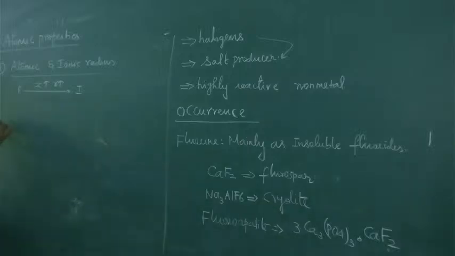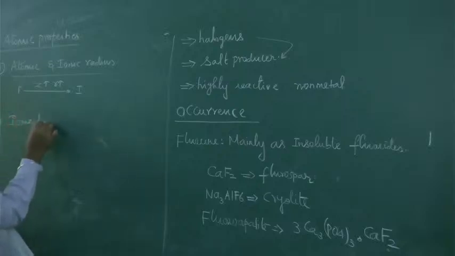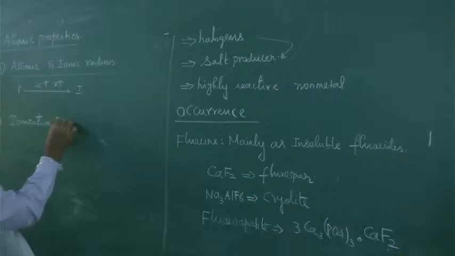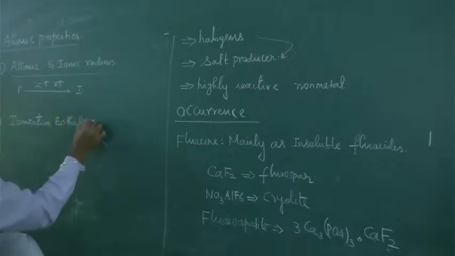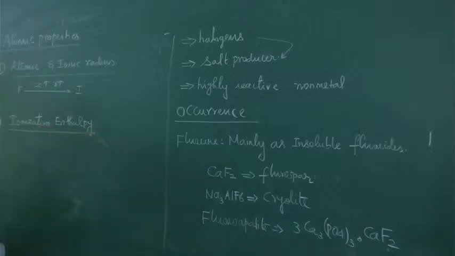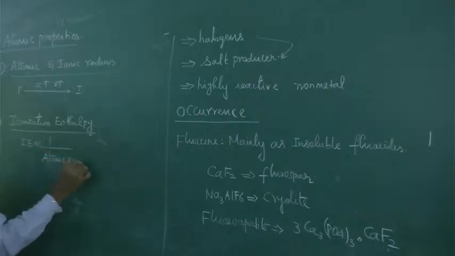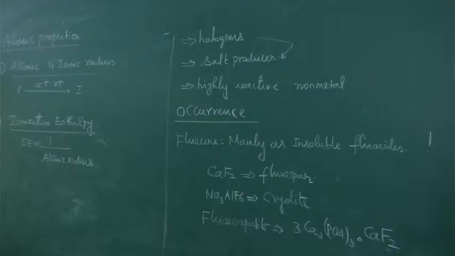Second point is going to be ionization enthalpy, or ionization energy. Ionization enthalpy. Okay. So what is the trick we have to use? Ionization enthalpy is inversely proportional to atomic radius. Obviously, down the group the radius increases, so ionization energy decreases.